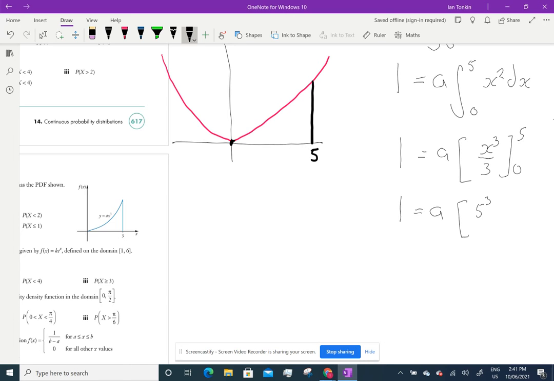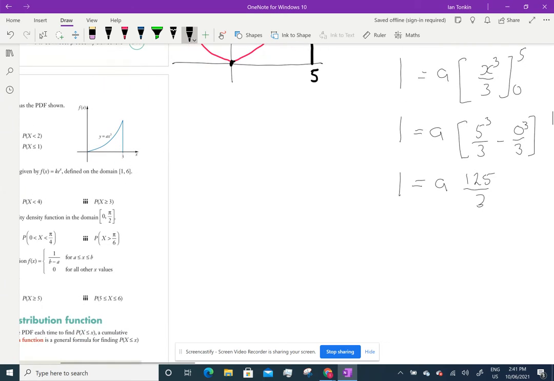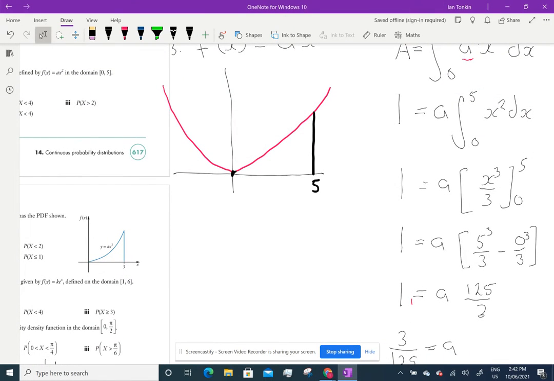Well, I'm going to put 5 cubed on 3 minus 0 cubed on 3. Well, that equals 125 on 3 minus 0. Well, now I'm just going to multiply that 3 across and divide that 125. So I get 3 on 125 equals A. And that makes sense because I've got to have a very flat parabola for that area underneath there to equal 1.